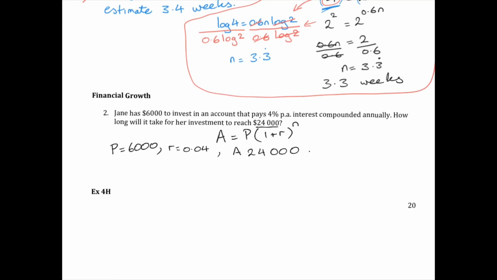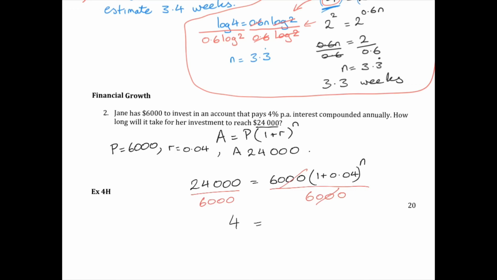So if we put all that in there, we get 24,000 equals 6,000 times, I'll write it first as 1 plus 0.04, but personally I like to write it as 1.04 to the N, because I'm trying to find how long it will take, so I'm trying to find N. So first step, hopefully you can realize we divide by the 6,000, the multiplier. Cancel, cancel.